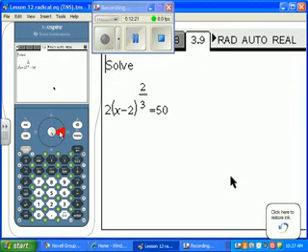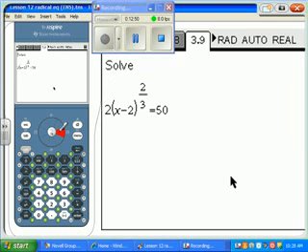Okay, so I want you to move on to this one right here. We have 2 times x minus 2 raised to the 2/3 power equals 50. Okay, so we know how to change rational exponents into radicals, right? We don't need to do that here. I don't want to make it harder than it needs to be. Okay? What's my first step in getting this solved?